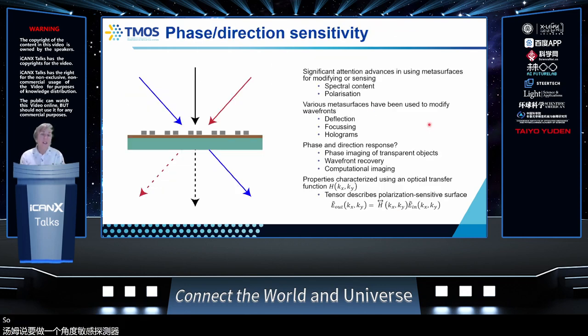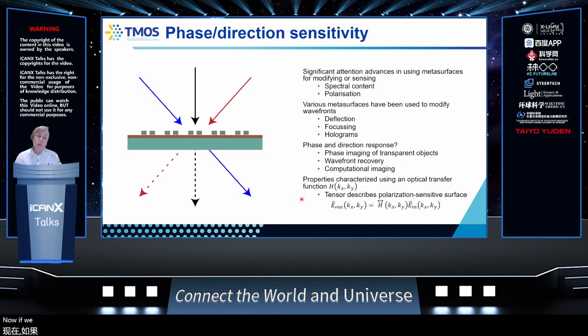So this is a schematic showing what we're trying to achieve. If you have light incident on a structure, depending on the angle of incidence, the transmission will vary. And if you can do that, you can use this to manipulate images in various ways. The applications include, as I mentioned, phase imaging of transparent objects such as cells, but it could also be extended to wavefront recovery and provide an adjunct to computational imaging approaches.